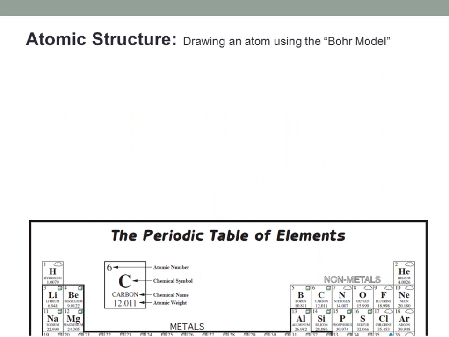So in previous videos we determined, using the periodic table, how many protons, neutrons, and electrons a given element will have. And so we're going to use that information to draw out the actual atom. So let's pick an example here. Let's just go with fluorine. So here's fluorine, element number 9. So we're going to use fluorine as our example.